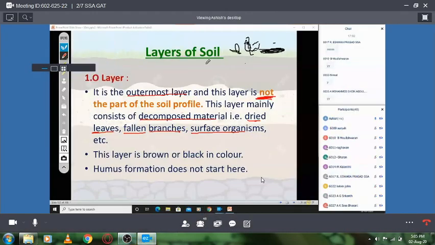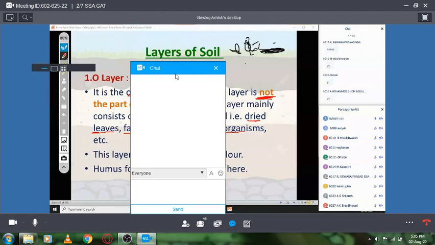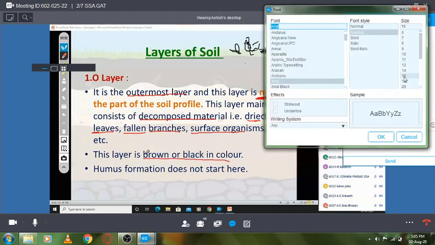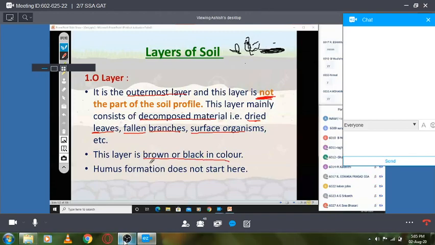This is the O layer, and this is not a part of the soil profile. Let it be very clear, this is not a part of the soil profile. This layer is brown or black in color. You might have seen this layer is brown and black in color, but humus formation does not start here.